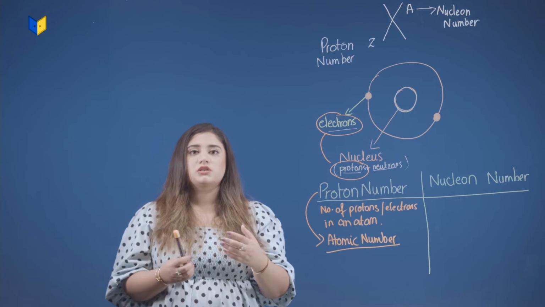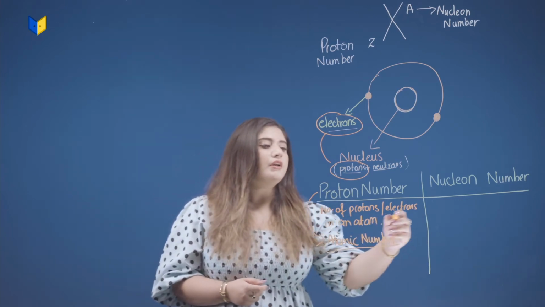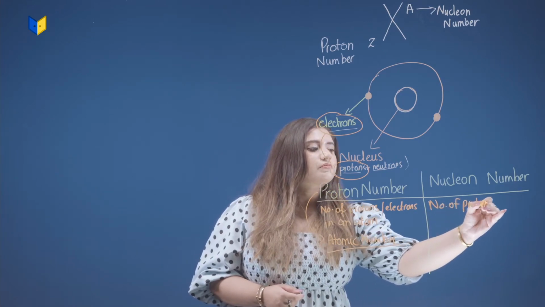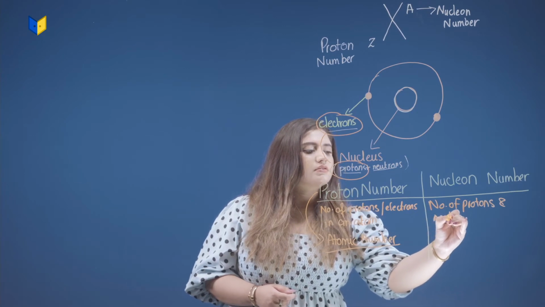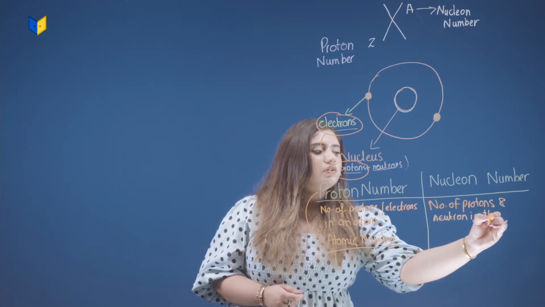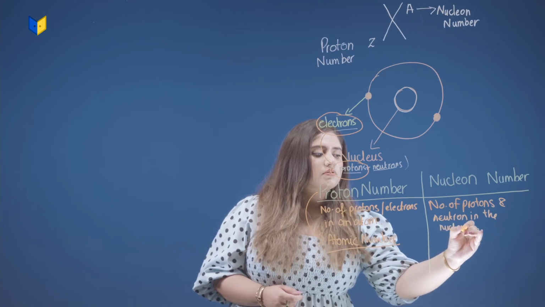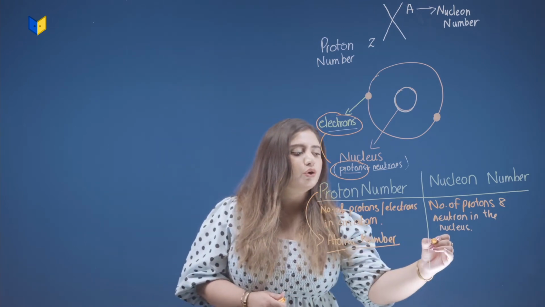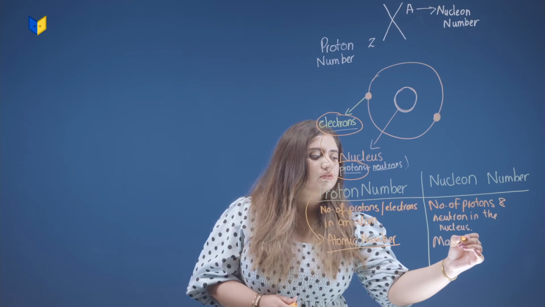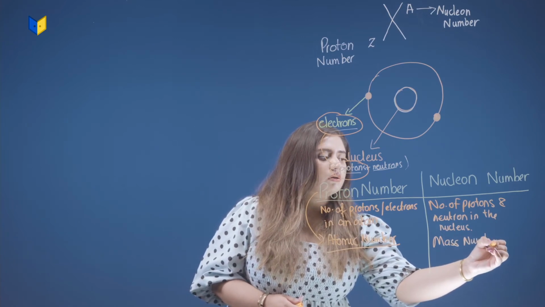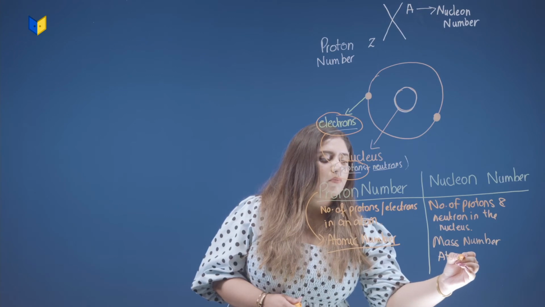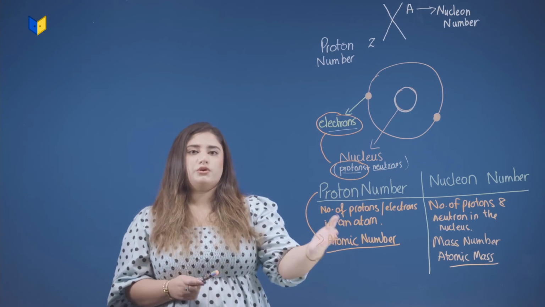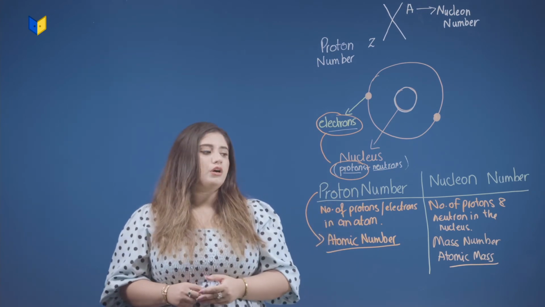So, we can call it nucleon number. Nucleon number tells you the number of protons and neutrons in the nucleus. And the other name for nucleon number is mass number or atomic mass. This is showing you atomic number, and nucleon number is telling you atomic mass.